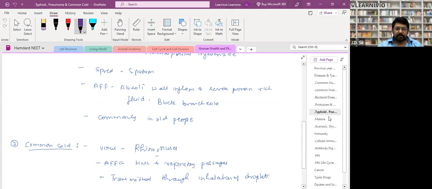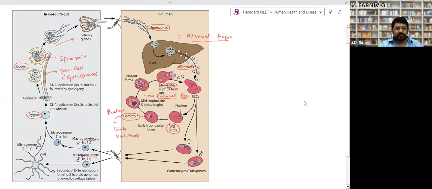Malaria. That is very important. Very important. You have to understand this diagram completely. Try to understand. Look, because in malaria, half of this life cycle is completed inside the human, and half of the life cycle is completed inside the mosquito. So that's how it takes place.